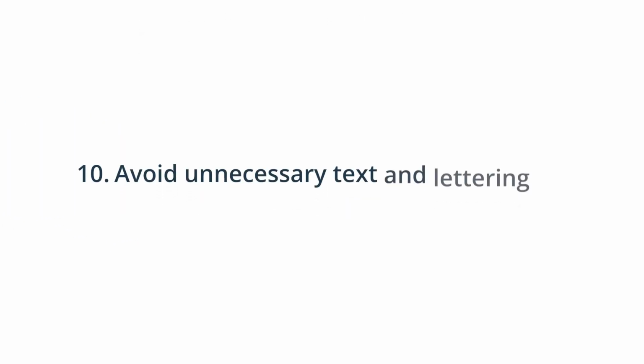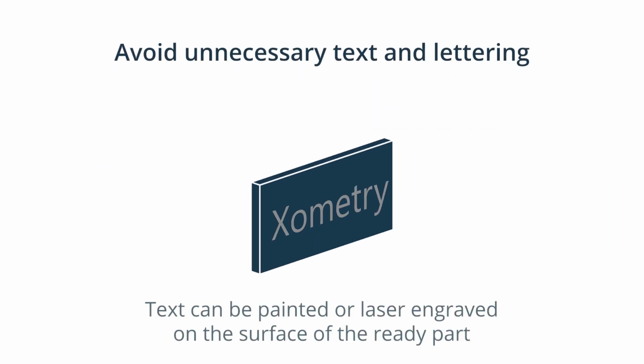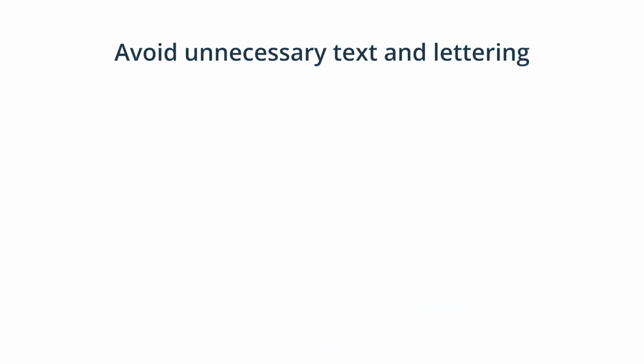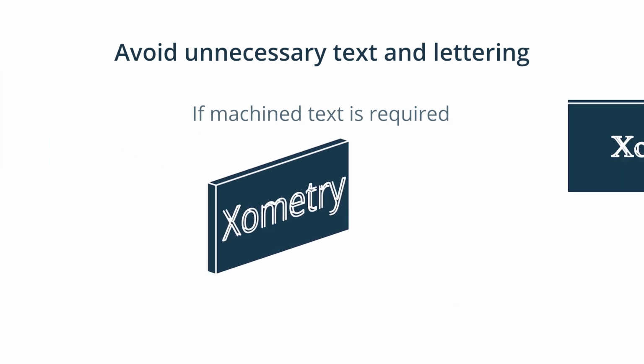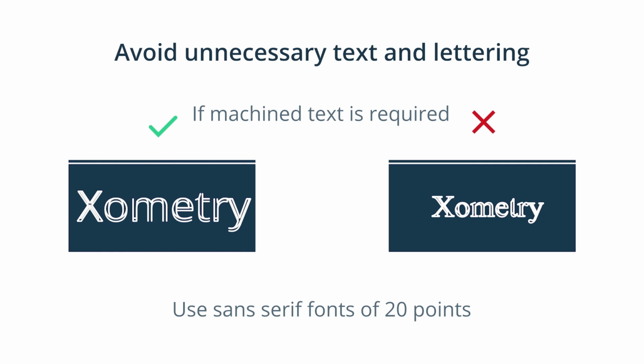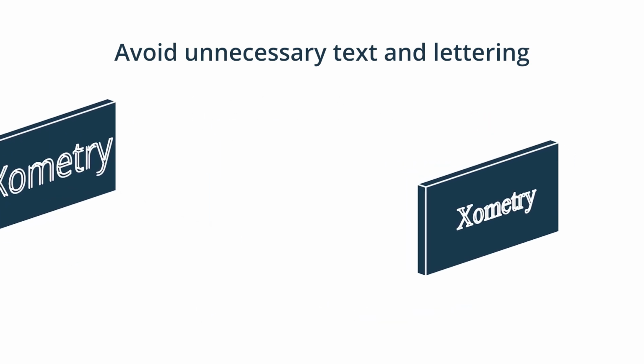10. Avoid unnecessary text and lettering. Any required text can be painted or laser engraved on the surface of the machined part during the finishing process. If machined text is required, adhere to the following rules. Choose engraving instead of embossing. This way, less material is removed. Use 20-point sans serif fonts to help keep costs low. Also, many CNC machines are already programmed for these fonts.